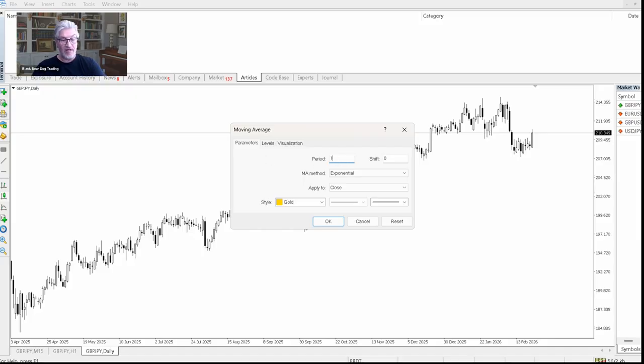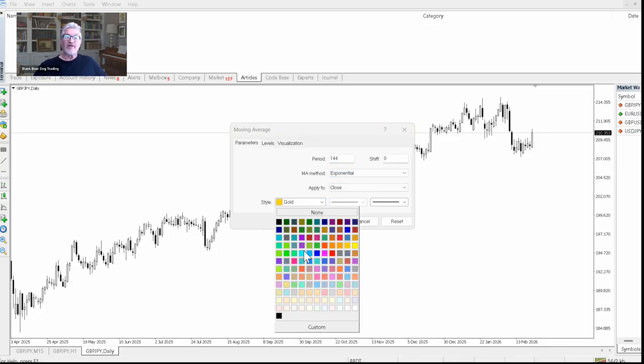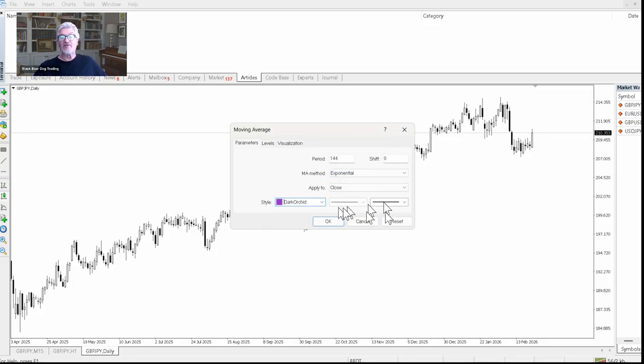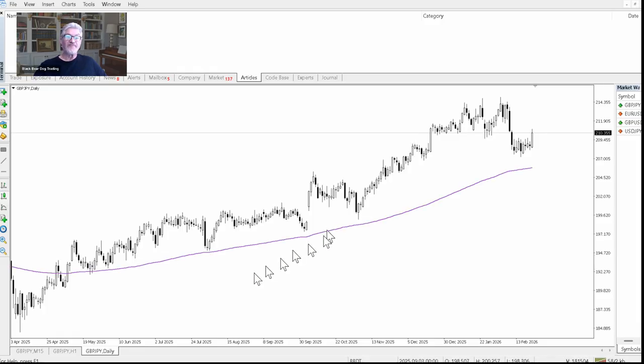I set this to 144. You heard me right. Period 144. Exponential. I pick whatever color you want. The same with the width of the line. Click on OK. There you are. My trend line has just been drawn on the chart and it gives me crucial information.